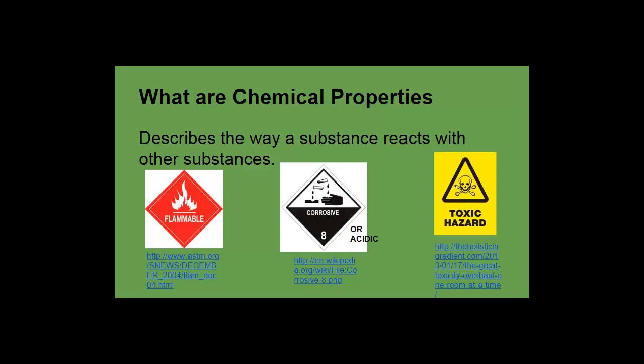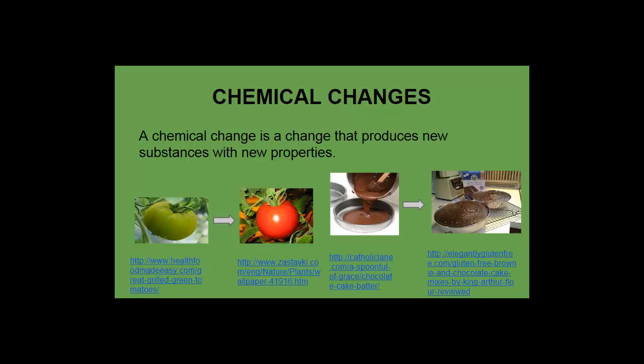For instance, if something is flammable, which means it burns easily, that is one of its chemical properties. If a substance is corrosive or acidic, that means it will react to air, forming something such as rust, which is corrosive, or acidic, which may mean that it eats away parts of the substance. A substance can also be toxic, which means that when mixed together, it creates a poisonous characteristic. Chemical changes occur when a new substance is formed with new properties.